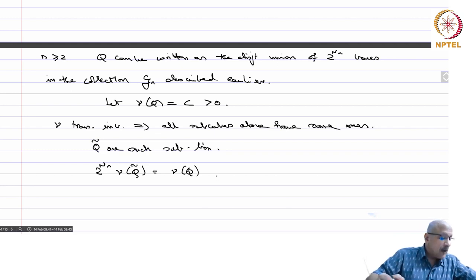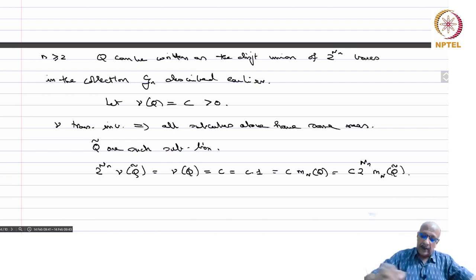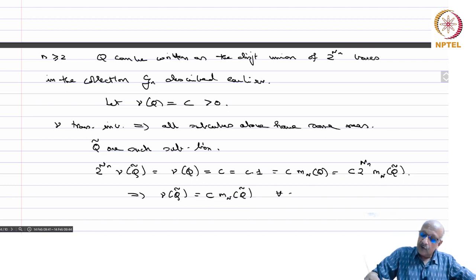So you have this equal to that, and that we saw is C, which is C times 1, and therefore I can write C times Mn of Q, which again by translation invariance is C times 2 power nn of Mn of Q tilde. So this implies that nu of Q tilde equals C times Mn of Q tilde for all Q tilde in Gn.